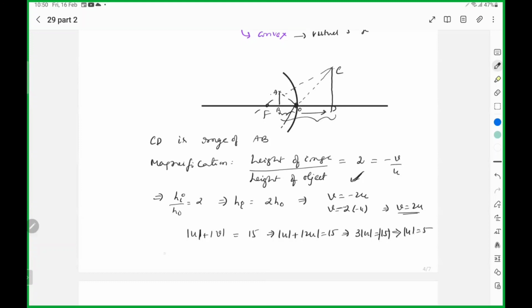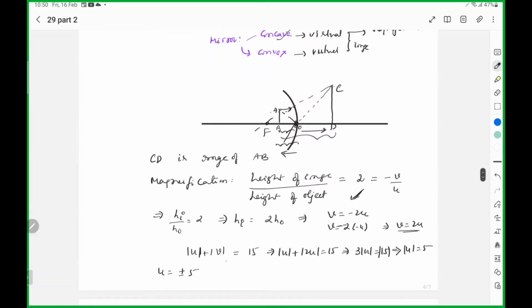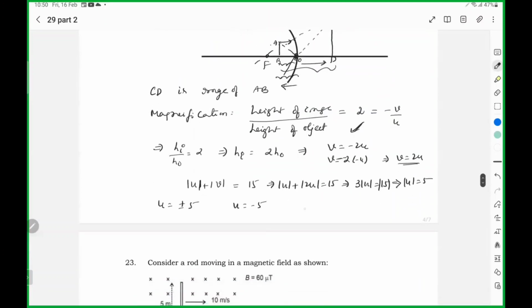Mod is 5. But here rays are coming like this. Distances we will measure from the pole opposite to the direction of propagation of light. We'll consider u as minus 5. So focal length, so we will be here, it is 10. Focal length is minus 10.